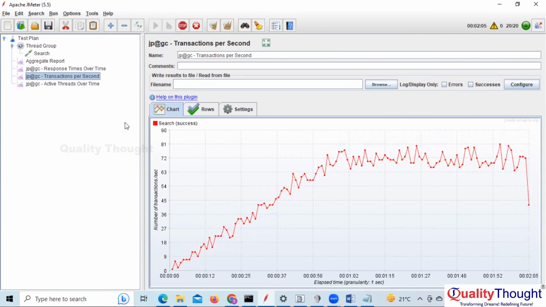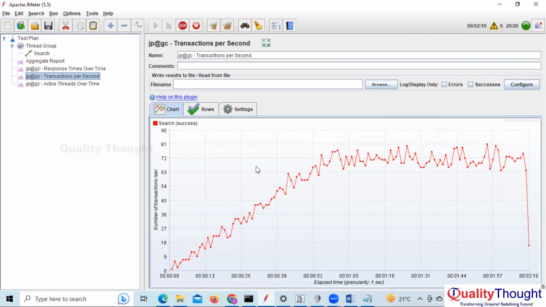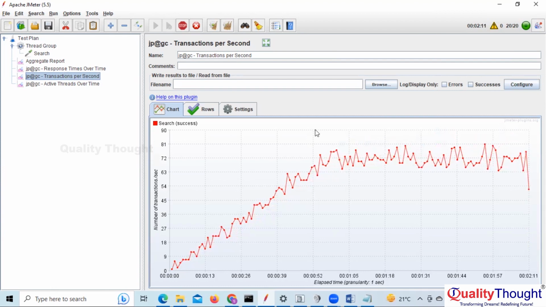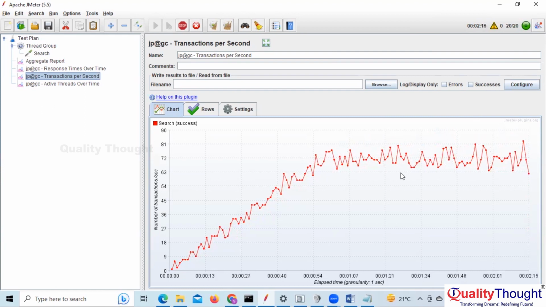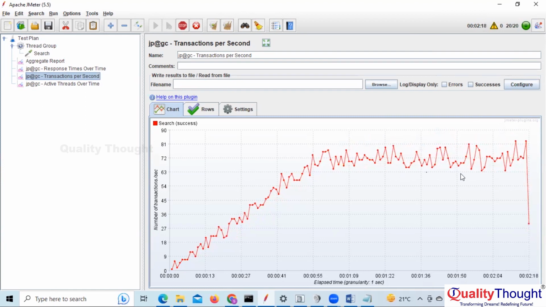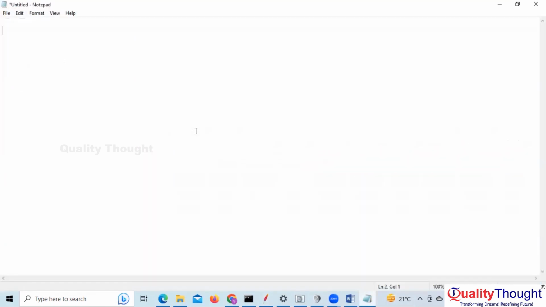So in this particular scenario, did I give any think time or any kind of precise throughput timer or something? No, right? So I'm just running the transaction straight away with 20 users, and I am achieving 70 transactions per second. 70 TPS is what I'm achieving. But my client told me that I have to achieve 200 TPS. This is your requirement.